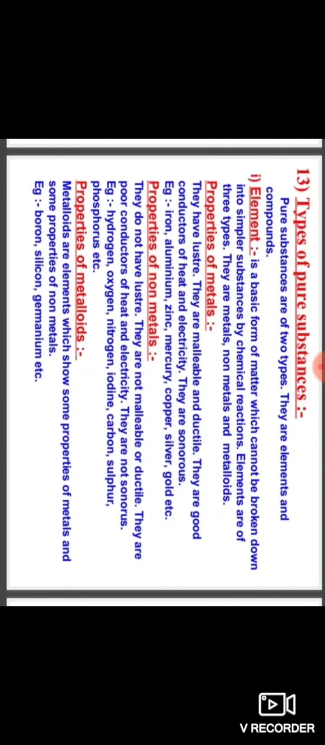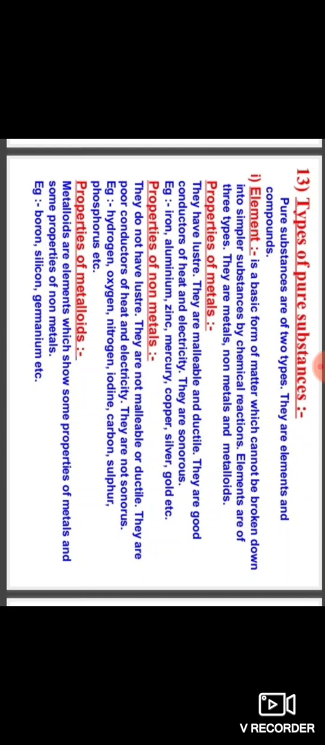And then, types of pure substances. Pure substances are of two types. You know that there are elements and compounds. Elements are the basic form of matter which cannot be broken into simpler substances by chemical reactions. Elements are of three types: metals, non-metals and metalloids. When you see the periodic table, you have to see the three states of matter: solid, liquid and gas. In solid, you see the metals, in liquid the non-metals, and solid and liquid are metalloids.